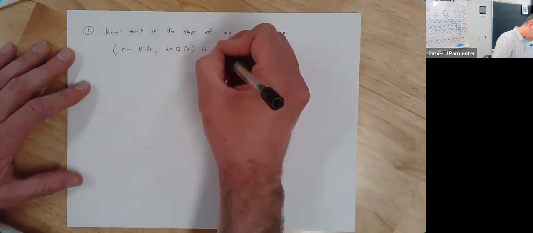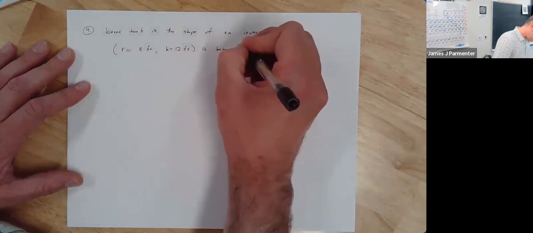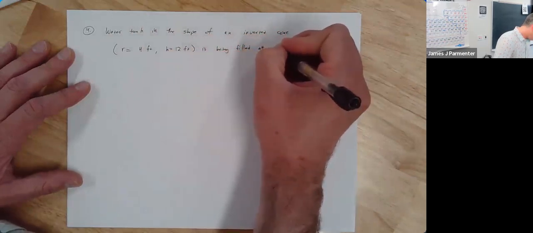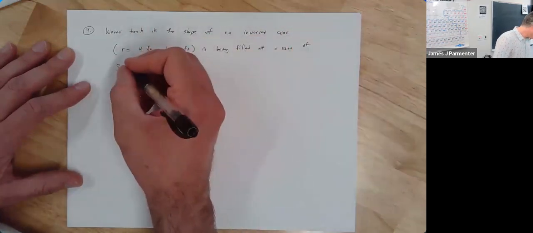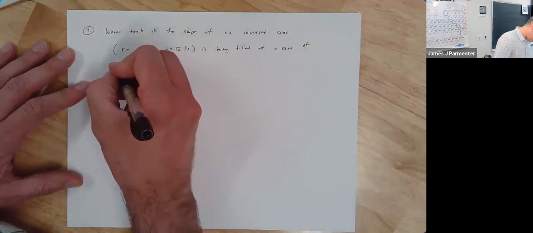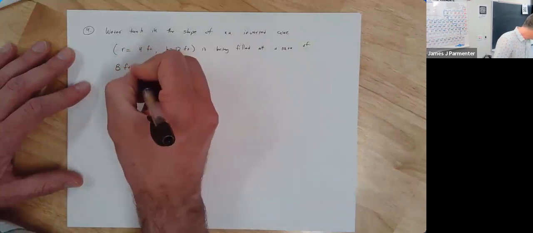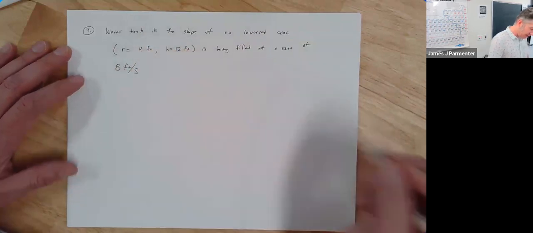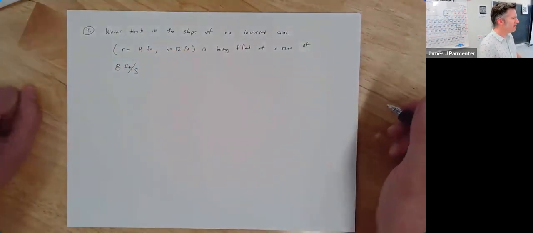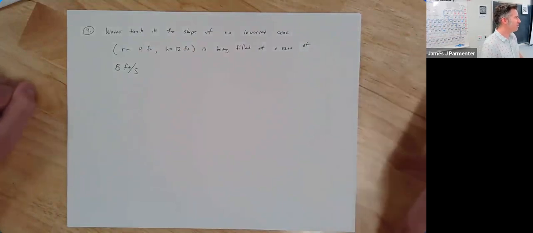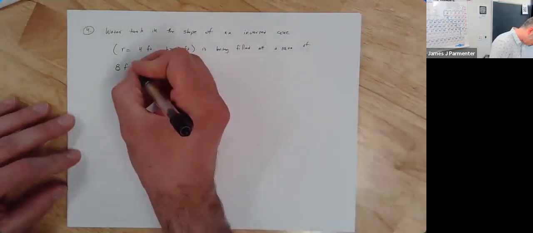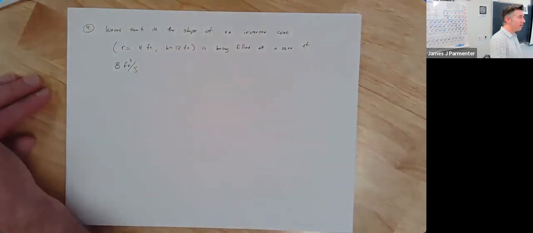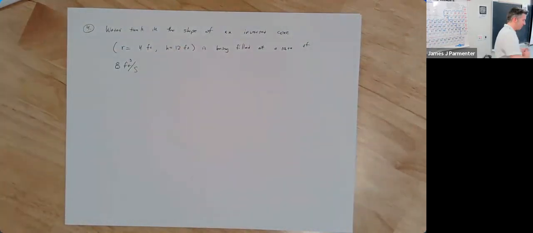Is being filled at a rate of, let's not use 3, let's use 8 feet per second. 8 what per second? Do my units make sense if I'm filling it with water? Water we usually measure in terms of volume. So really that should be 8 cubic feet per second. We're talking about how a volume is changing if I'm filling it with water.